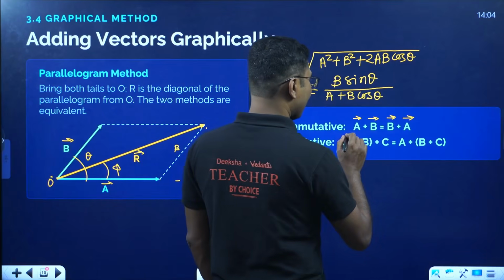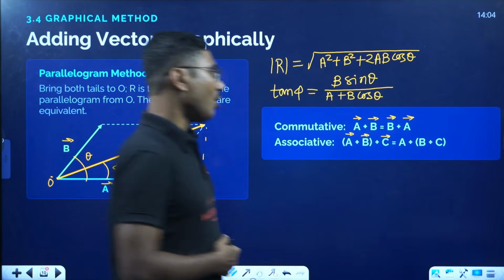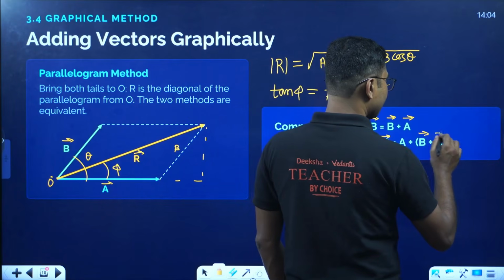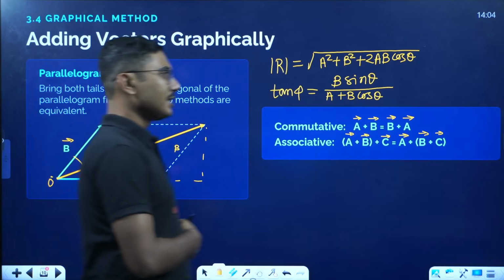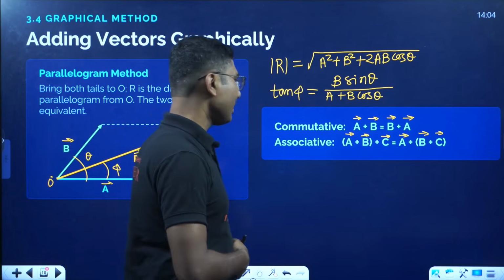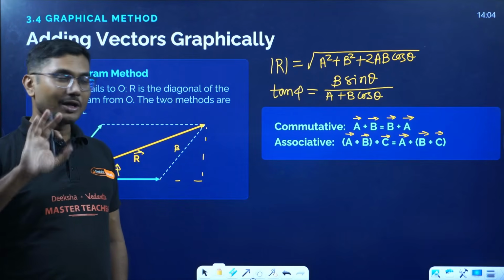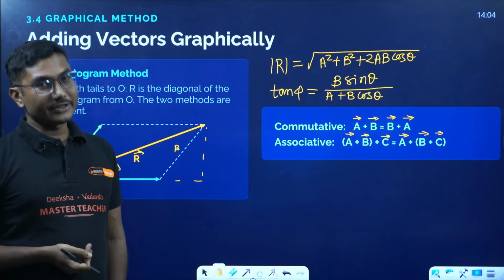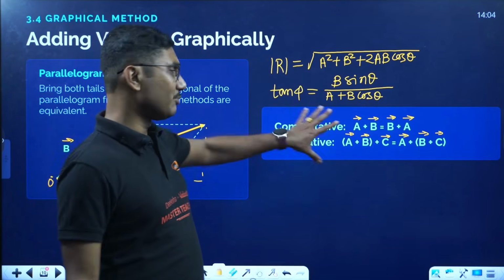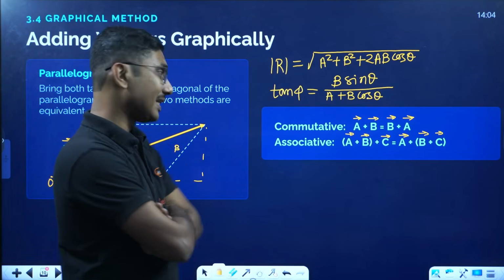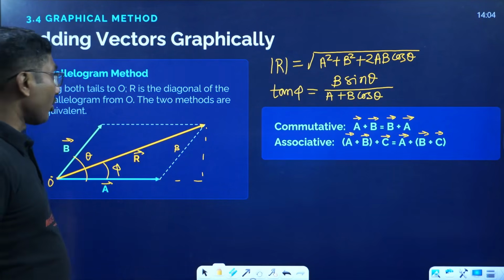Similarly, if you are doing A plus B first and then plus C, or you are doing B plus C first and then plus A, the result should be the same. It does not matter. It is called the associative nature of vector addition. This is all about vector addition: vector additions are commutative as well as associative. It is more like mathematics. You will learn vectors in mathematics. There these properties will be much more important and you need to learn a lot more there.